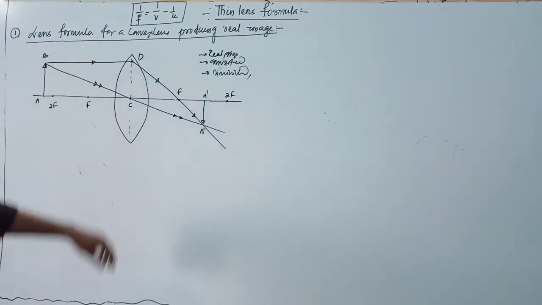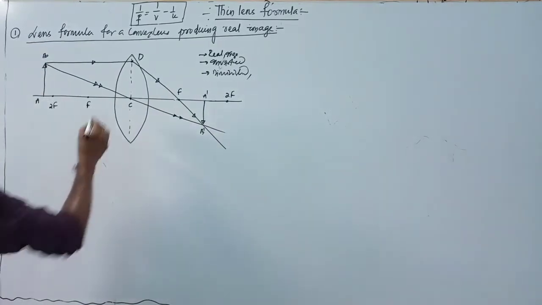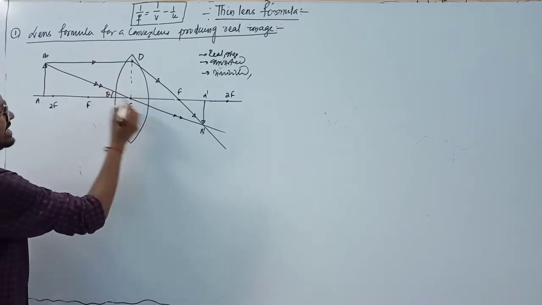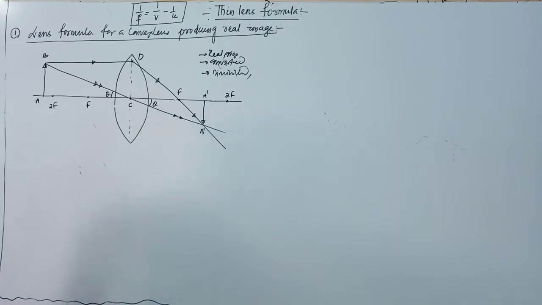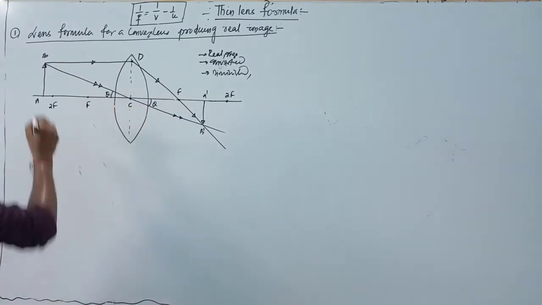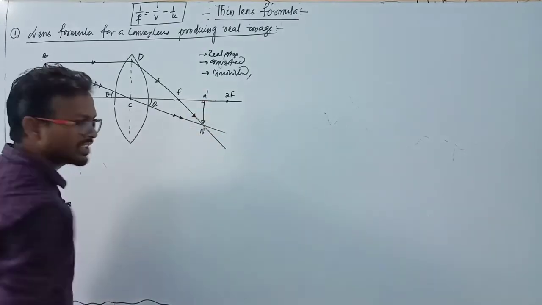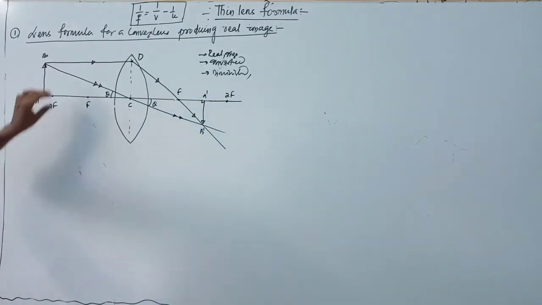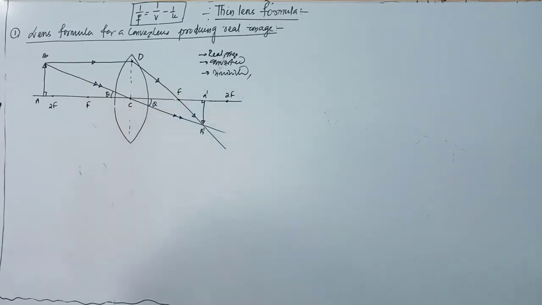Now we have to prove the formula 1 by f equal to 1 by v minus 1 by u. So first we have to consider two similar triangles. Suppose this angle is theta, then this angle is also theta, because vertically opposite angles are equal. So this angle theta and theta, and this angle is 90 degrees, and this angle is also 90 degrees. So there are two similar triangles. This triangle and this triangle are similar triangles.